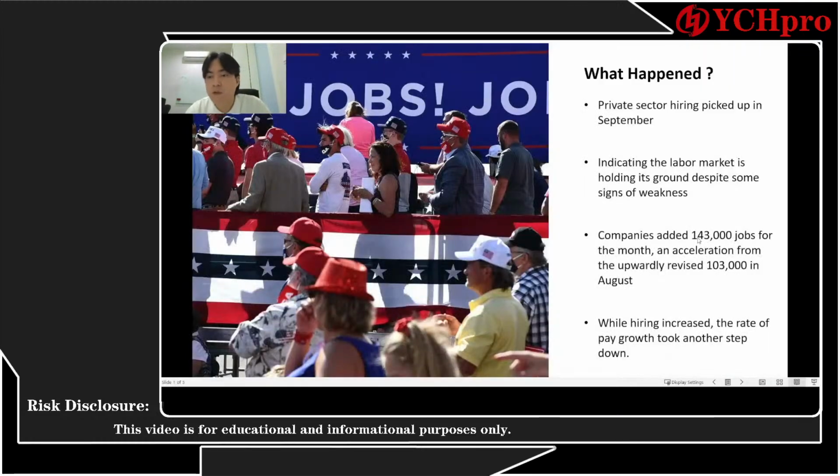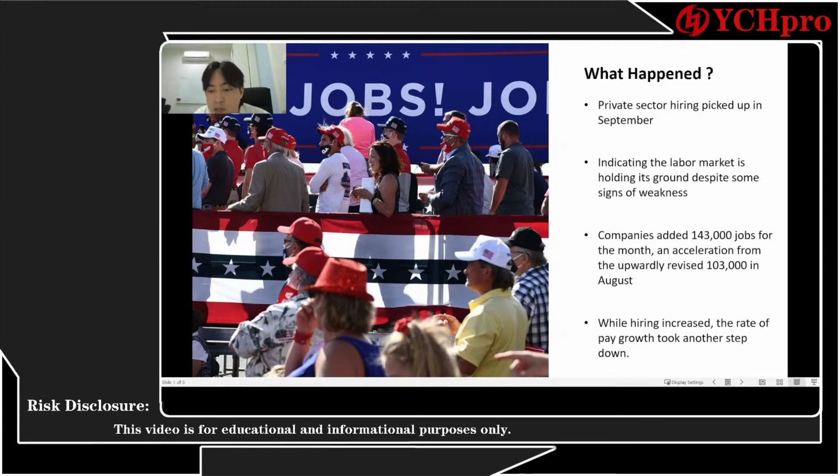So yesterday we had a lot of news. One of the biggest news is that the ADP employment change data has been showing signs of going higher. The private sector hiring pickup in September has been going up, indicating that the labor market is holding its ground despite showing some kind of weakness as well. Companies have been adding 143,000 jobs for the month, higher than the previous month, after an upward revision.